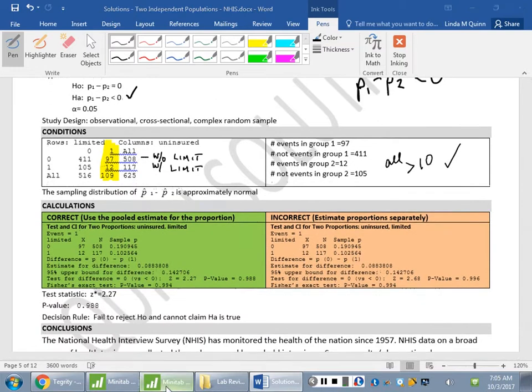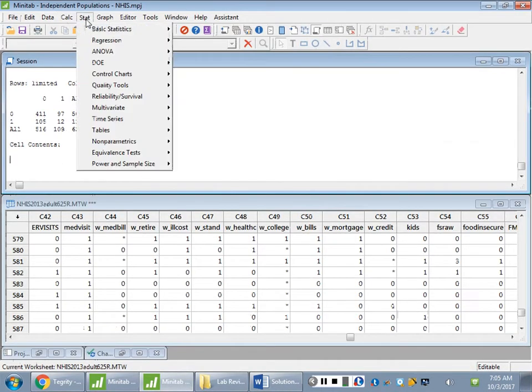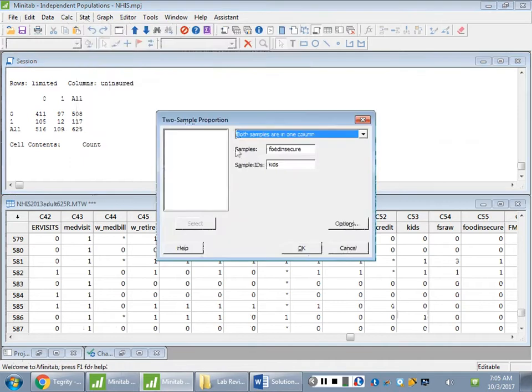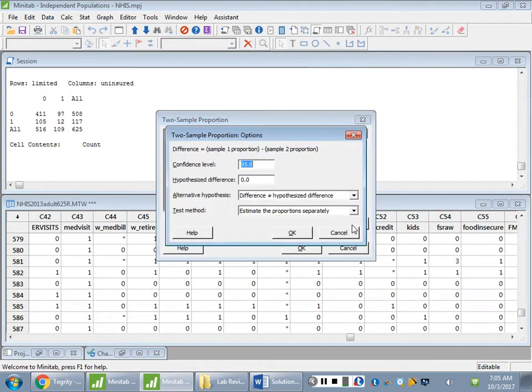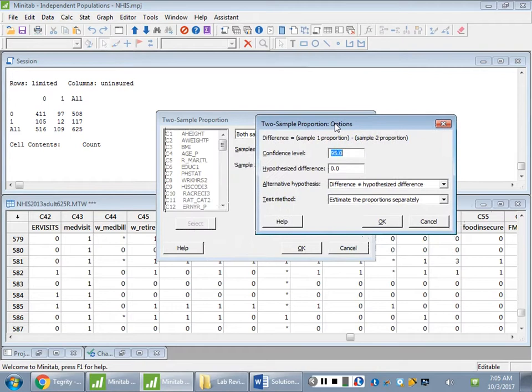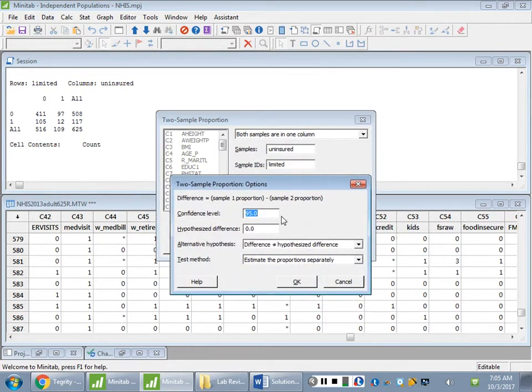So Minitab, to do the analysis, it's up under Stat, Basic Statistics, Two Proportions. Once again, I can use my columns because of the way I set this up. And so I want uninsured as my dependent variable and limited as my independent variable. My options, if I'm doing this at a 5% significance level, then the confidence level is 95. Hypothesized difference is 0, but in this case, our alternative is less than.